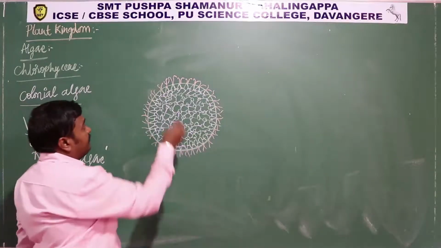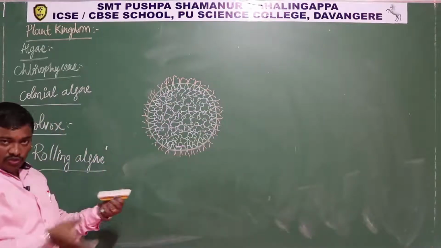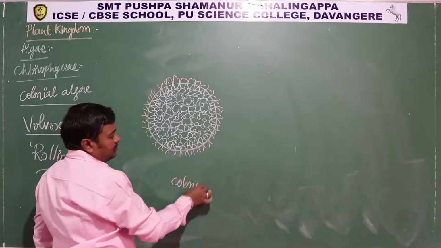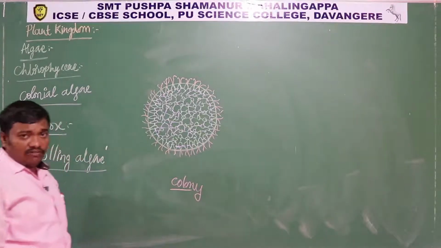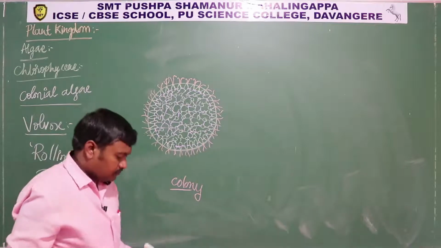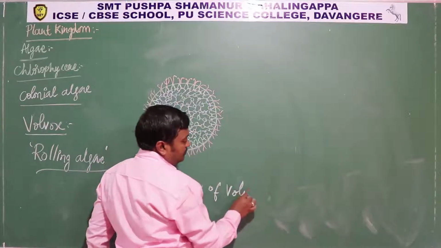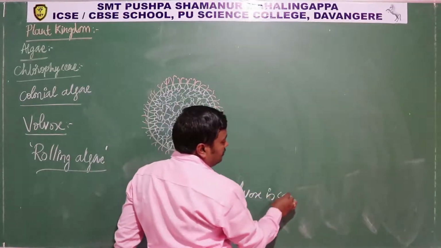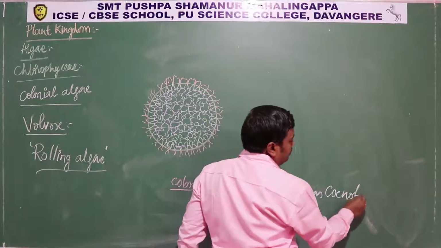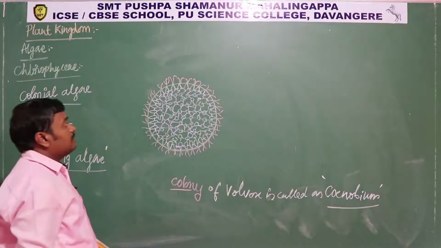Okay, so each and every cell has its own nucleus. So many of these Chlamydomonas-like structures together form a colony. So this is a colony. Okay, so this colony of Volvox is called a cenobium. ಇದನ್ನು cenobium ಅಂತ ಕರಿತೀವಿ.